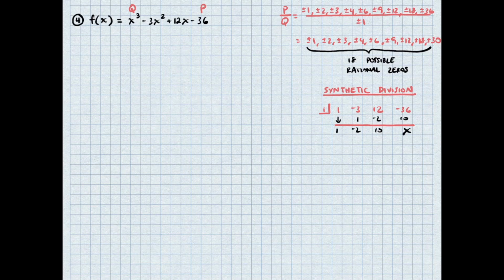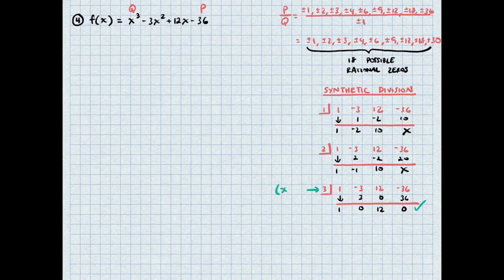That didn't work, so I'm going to try positive 2 now. Now I'm going to try positive 3. And positive 3 works. This 3 here lets us know that our linear factor is going to be x minus 3, and our numbers down here let us know that we have our quadratic factor of x squared plus 0x plus 12. This simplifies down just to x squared plus 12.